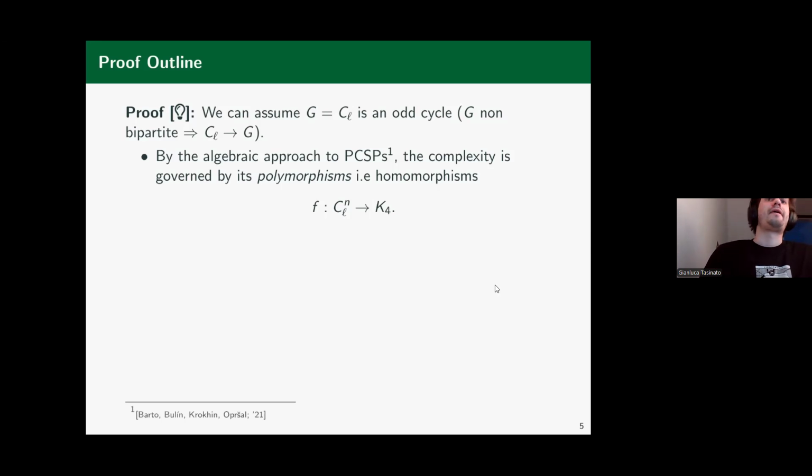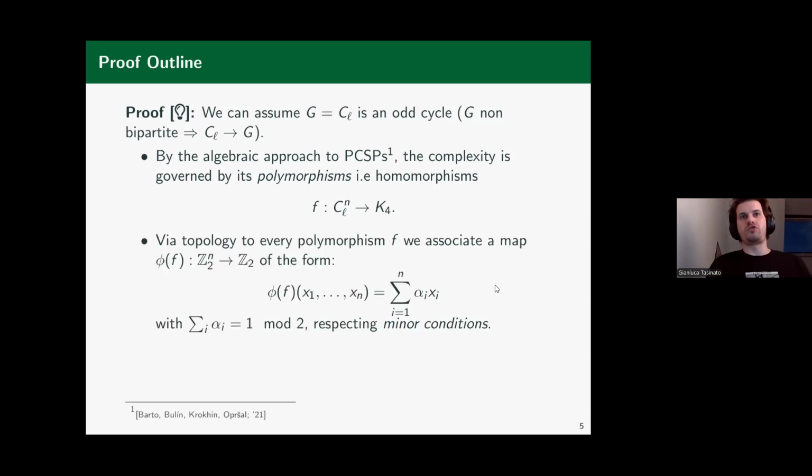Okay, so the algebraic theory of promise constraint satisfaction problems tells us basically that we should look at polymorphisms. The complexity of the problem is actually governed by the polymorphisms. What are polymorphisms? I'll discuss it a bit later, but they are just graph homomorphisms from a power of the cycle into K4. So we need to study these polymorphisms. They have a quite complicated structure and are not very easy to understand, but we can use topology to filter out some noise.